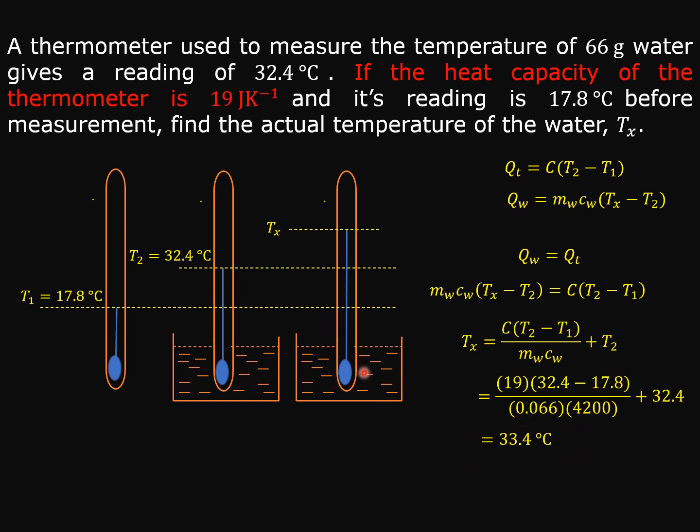If part of the heat is absorbed by the thermometer, the reading that we obtain is 32.4. But if we assume that there is no heat absorbed by the thermometer and all the heat from the water is absorbed by the mercury, then the reading would be the actual temperature, Tx.